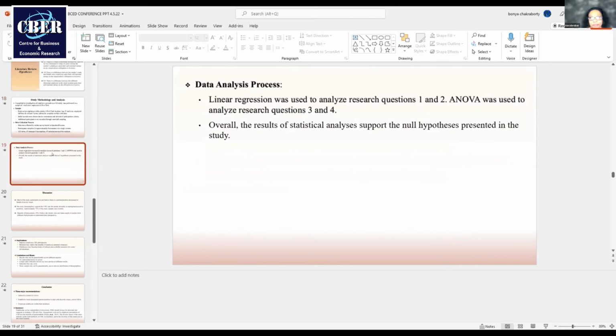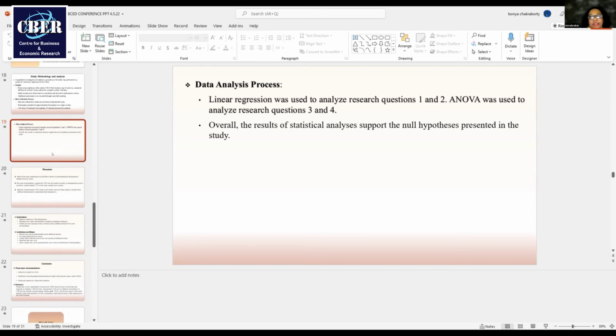Next slide, please. Linear regression was used to analyze research questions 1 and 2. ANOVA was used to analyze research questions 3 and 4. The overall statistical analysis of the survey supported the null hypotheses presented in the original full study.